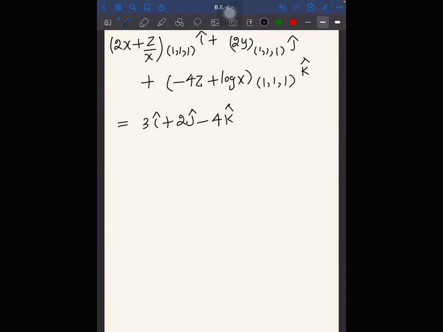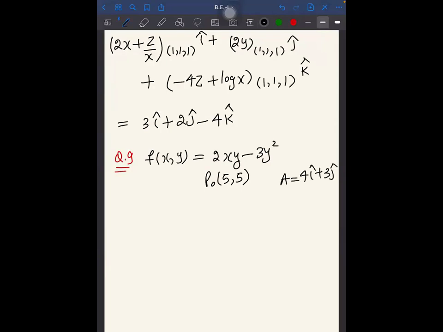Okay. So let's say question number 9. This is an important type of question, and you can go through the previous papers and you will find that a few questions on this topic were asked. 2xy minus 3y square, at point (5, 5) in the direction 4i plus 3j. Right?